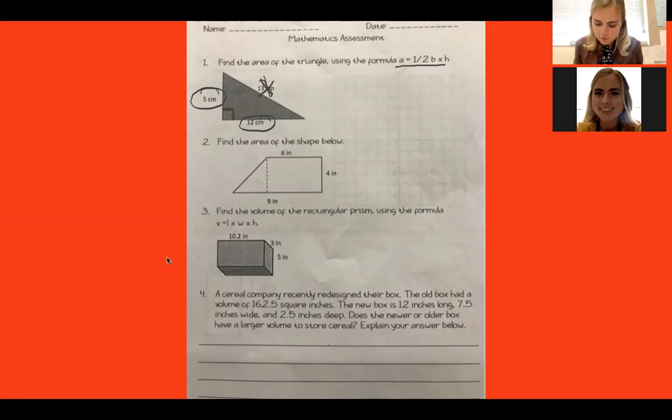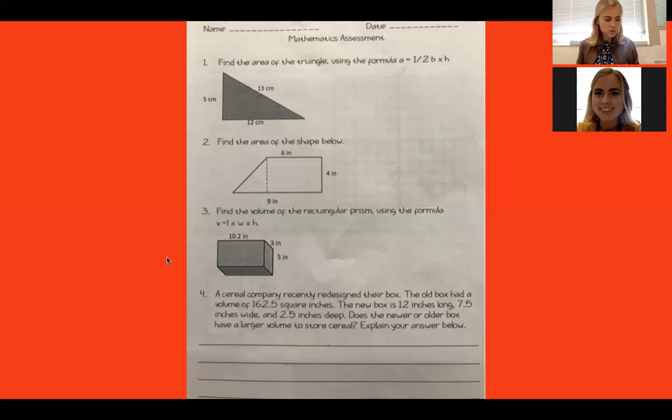So then I'm going to do area equals 1/2 times base, which is 12, times my height, which is 5. Okay. Then I'm going to do one step at a time. So 12 times 5 is 60 times 1/2. Half of 60, or 1/2 times 60, is the same as 30. So 30 centimeters squared would be my area of that triangle.